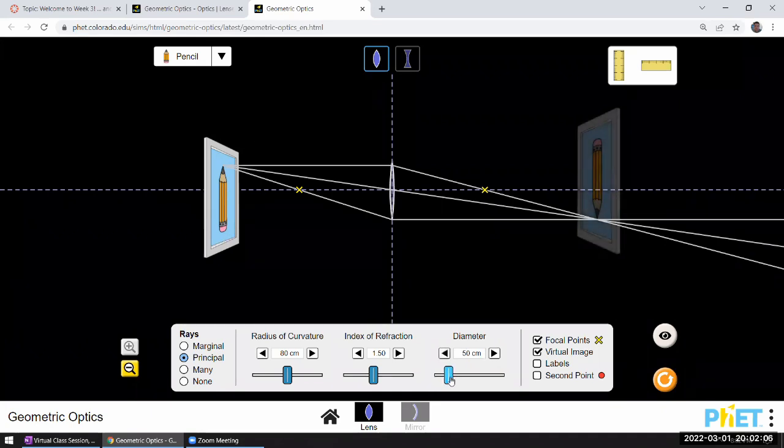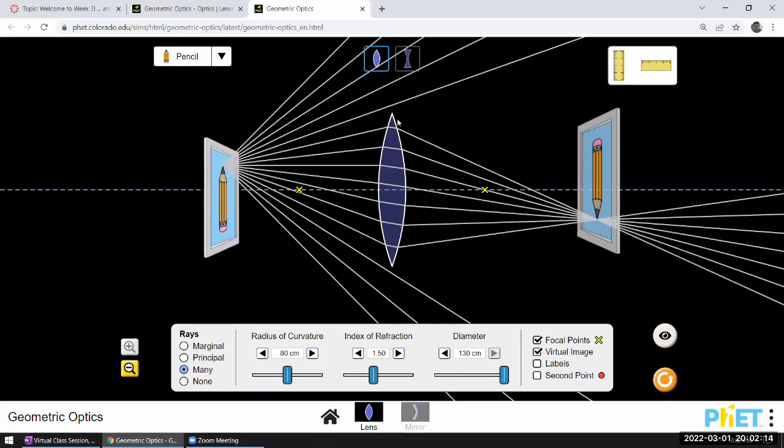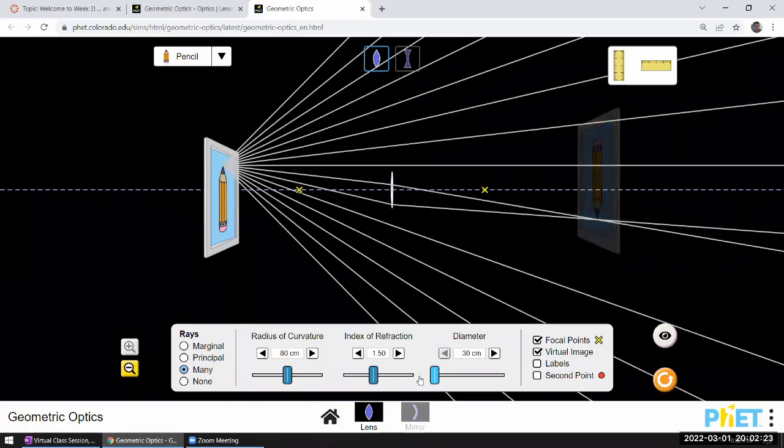And as I make the diameter larger, what does change is the brightness of the image. It's kind of indicating, in this many rays view, how many of these many physical rays actually go through the lens and form the image here. With a smaller diameter, less of that happens. That's why your image is so faint.